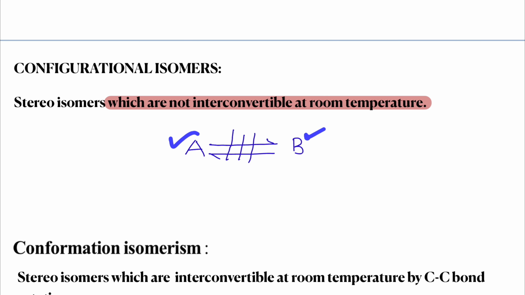A and B are stereoisomers. At room temperature, A cannot be converted to B and B cannot be converted to A. There is no interconversion. Therefore, non-interconvertible stereoisomers are configurational isomers, and these configurational isomers are again classified into two types. One is geometrical isomers, second one is optical isomers. So this is the exact definition of configurational isomers. In case of configurational stereoisomers, there is no interconversion at room temperature.